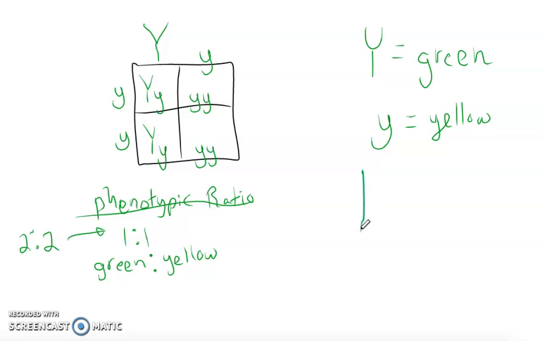Now, let's say we did a different Punnett square. Let's say that we had two heterozygous parents. So we have uppercase, lowercase. We're going to do the Punnett square, and you would end up with something that looks like this. And so you can see that this ends up giving you a different phenotypic and genotypic ratio.